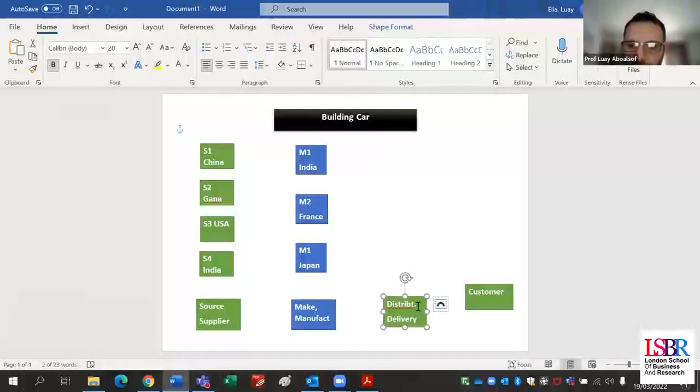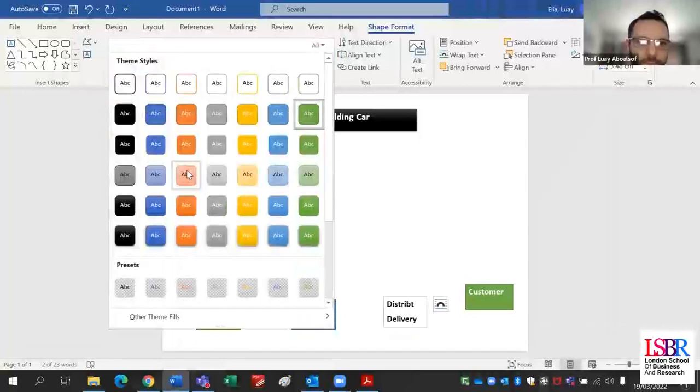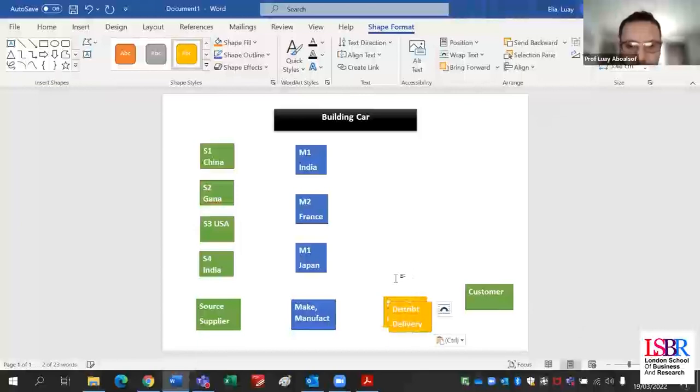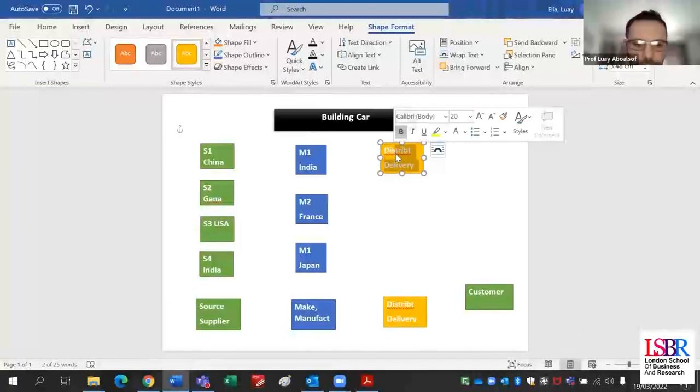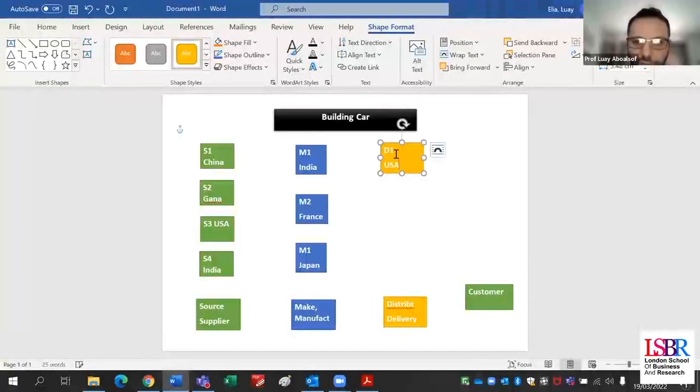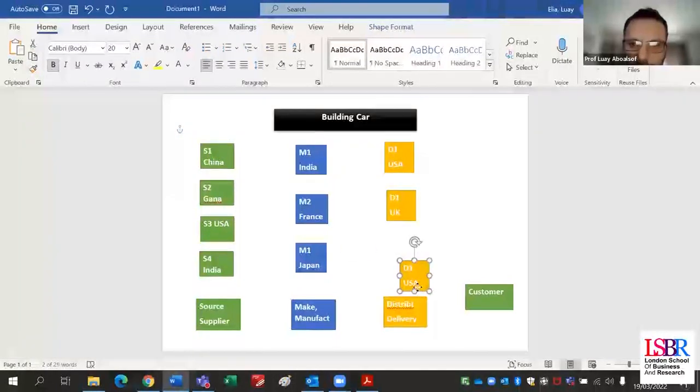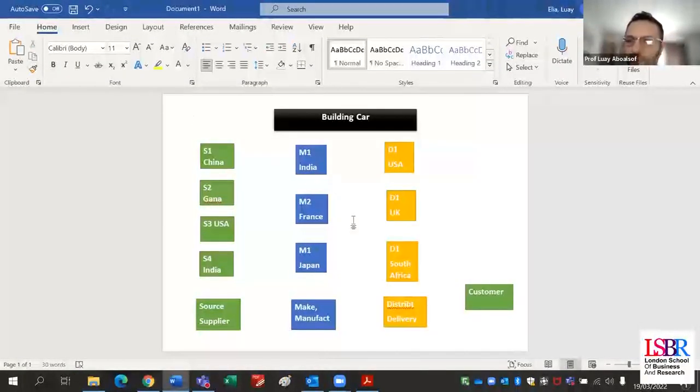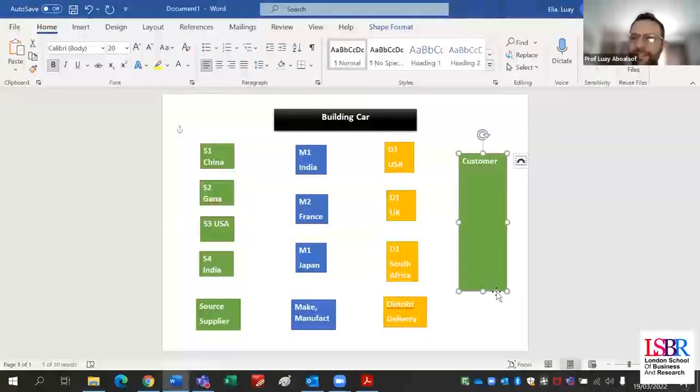distribution or delivery. D1, USA, one of them, for example. I'm just putting an example. Could be any other countries as you've been given. Let's put United Kingdom. Let's do another one, South Africa. It could be more as well. You can have more than one country you deliver to. Where are my customers? My customers are there, they are my final. So that's where I am now. This is, for example, how we're going to make it.